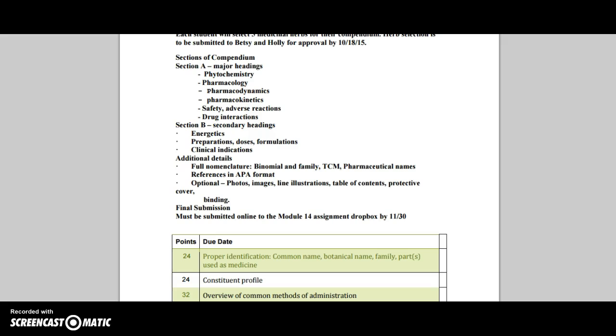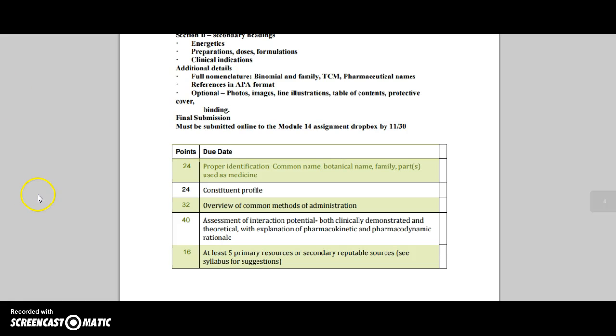And then optional is to include photos, images, table of contents, protective cover, not necessarily for you all. You're going to be submitting electronically, but you can put a pretty cover page. And then again, the final submission is due by November 30th. So all 5 herbs have to have these sections for each herb.